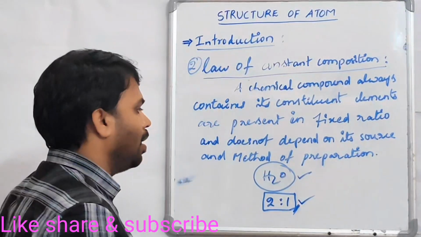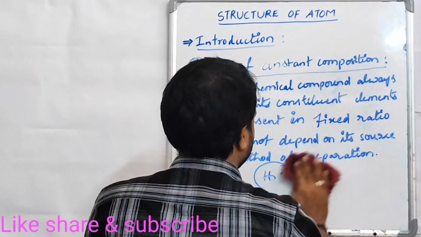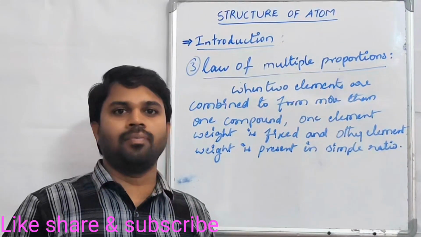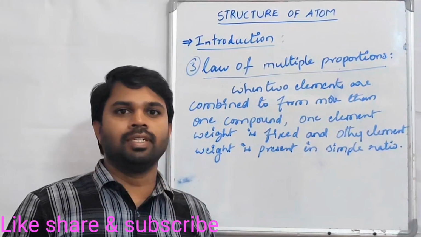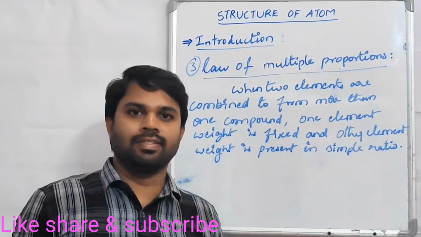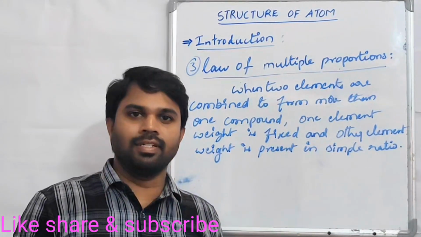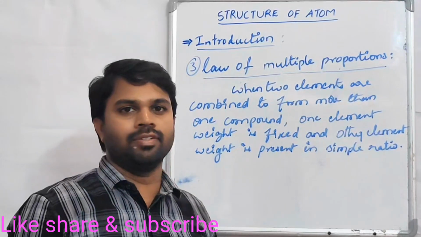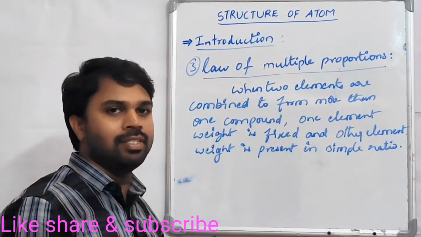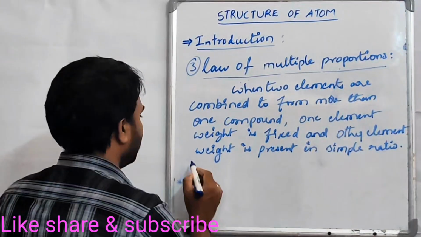Now come to the third law, law of multiple proportions. According to this law, when two elements combine to form more than one compound, in all these compounds, one element's weight is fixed and the other element's weight is present in a simple whole number ratio. Let's see one example, then you can get a clear idea about this statement.